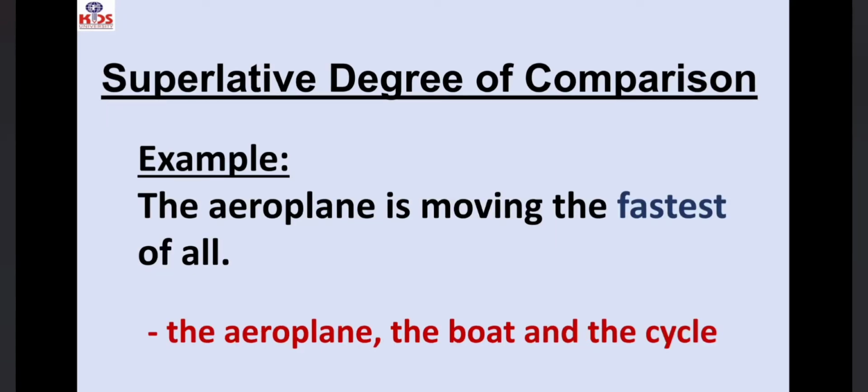Now let us look at the third example. The airplane is moving the fastest of all. This sentence compares 3 things: the airplane, the boat, and the cycle. The adverb fastest is said to be in the superlative degree.